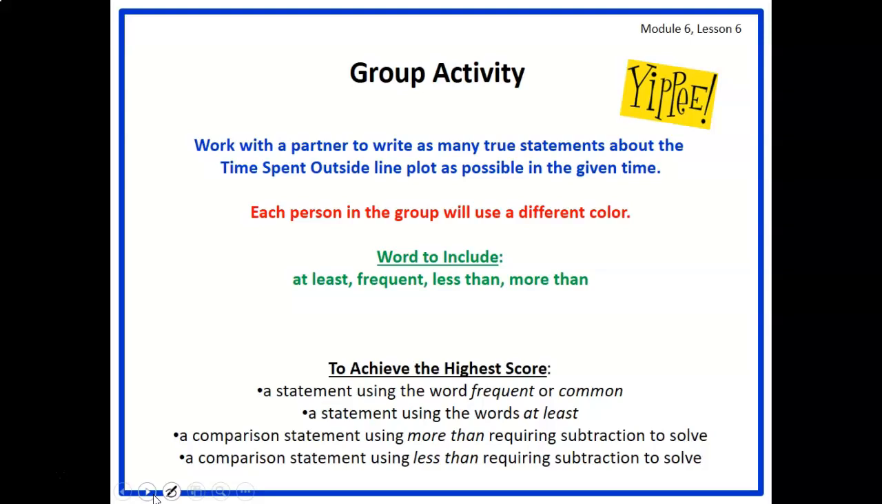And we're going to use some words that we don't use very often, like the word frequent. We don't use the word frequent very often, but that just means a lot. We use it, it's often. And we're going to use at least, less than, and more than.